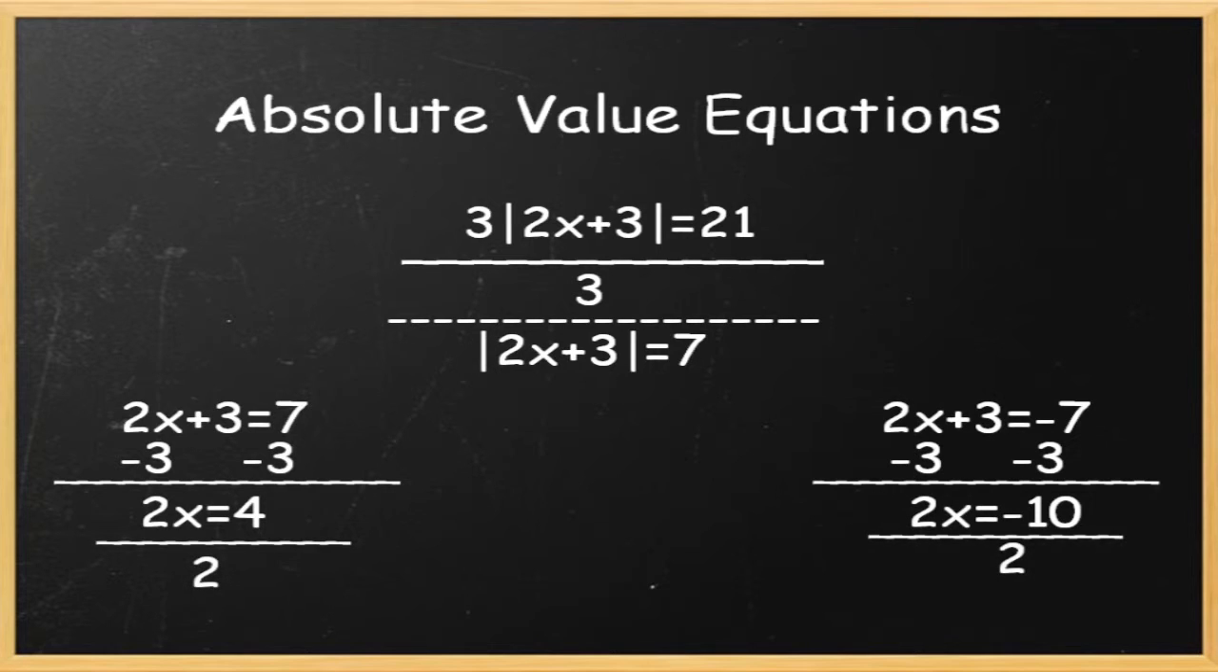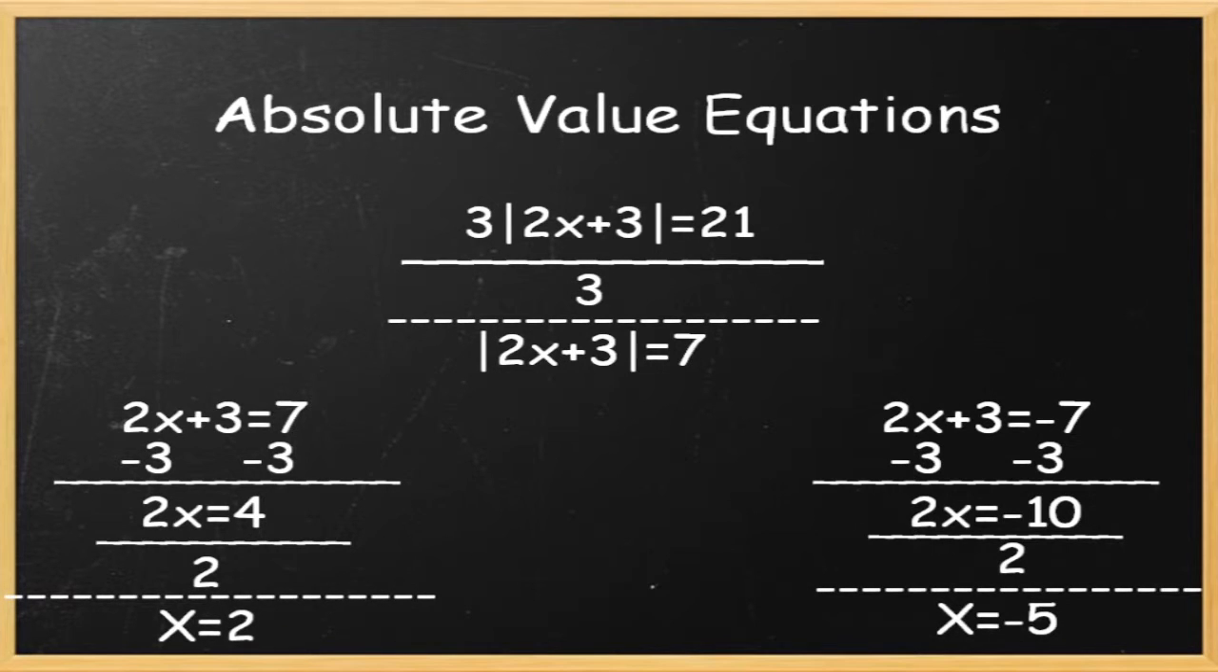Now you divide by 2, because x is being multiplied by 2. Now the x is by itself on both equations, and you get x equals 2 and x equals negative 5. And that is how you do an absolute value equation.